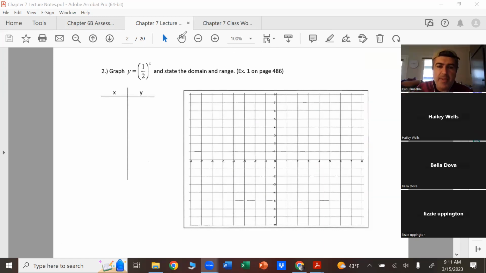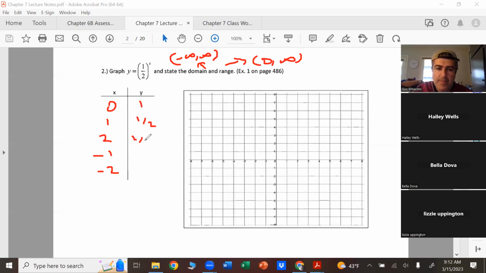So now this is (1/2)^x. This is kind of the same thing, just going in the opposite direction. I'm going to tell you right now, the domain is still going to be negative infinity to infinity. The range is still going to be from 0 to infinity. And we're still going to plug in the same numbers as before. But (1/2) to the 0 power is still 1. That's going to be 1/2 and 1/4.